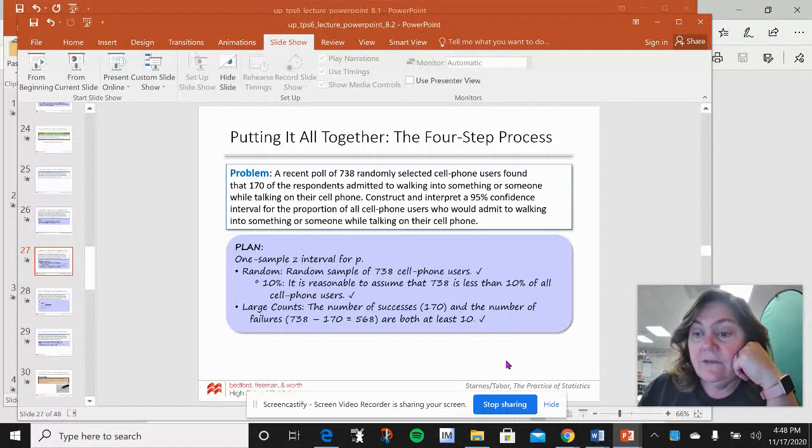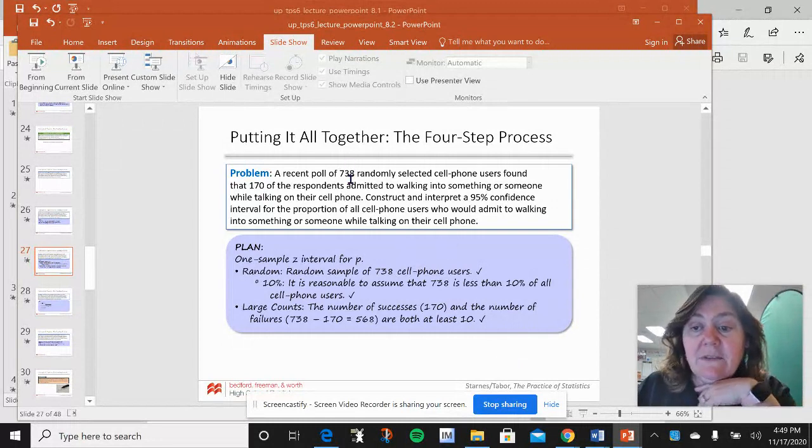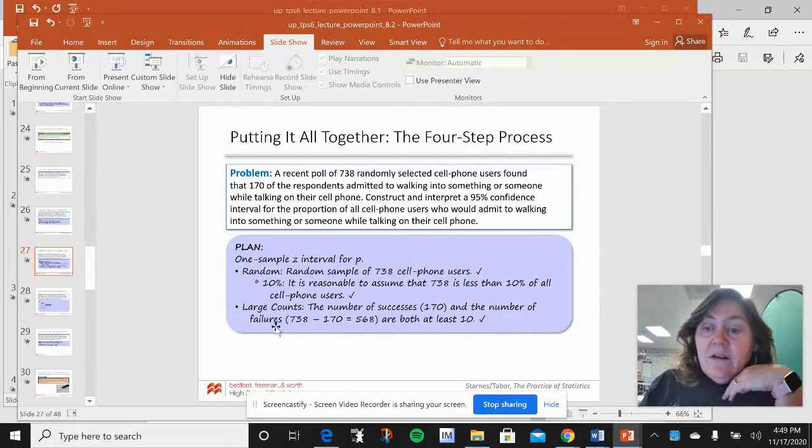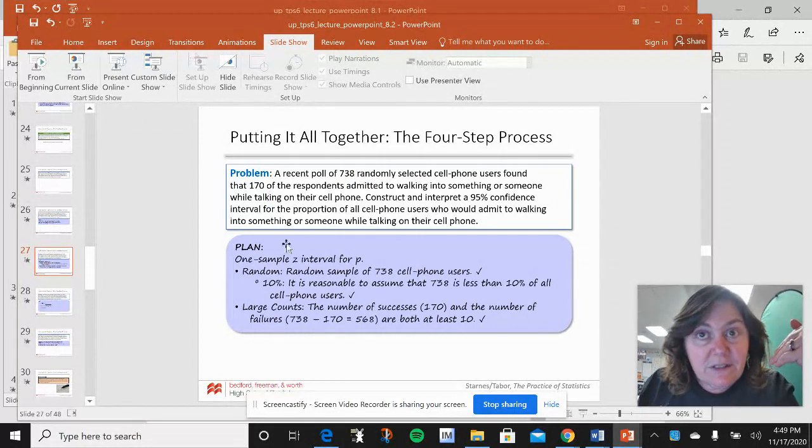So that's a good example for seeing one where we don't have a proportion actually given to us. We've been given a number instead. Now you could have gone and done 170 out of 738, right? And gotten your proportion. But then when you times that by 738 again, you get back to 170.